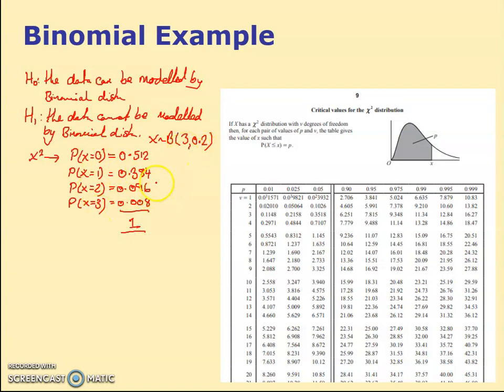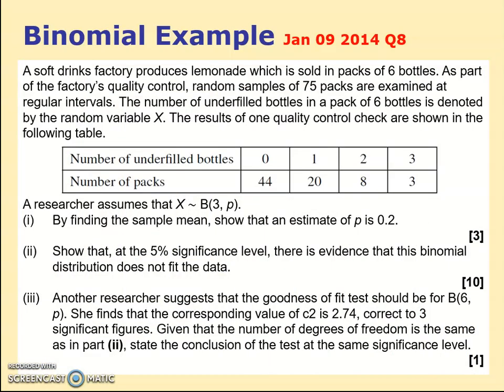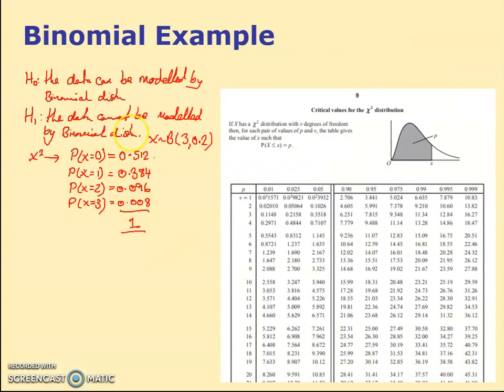Now, how many times did we do this experiment? If you add these up, we did it 75 times, 75 packs of bottles. So if I times all of these by 75, I'll get my expected frequencies. Again, I'll pause the video now. And here are my expected frequencies then. The first thing I notice is this one, 0.6, is under 5. So I'm going to have to combine these, a bit like I did last time.